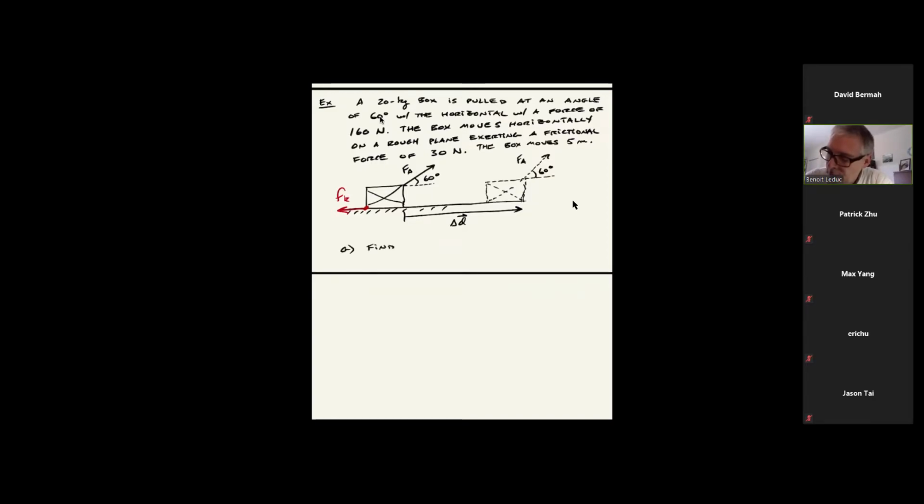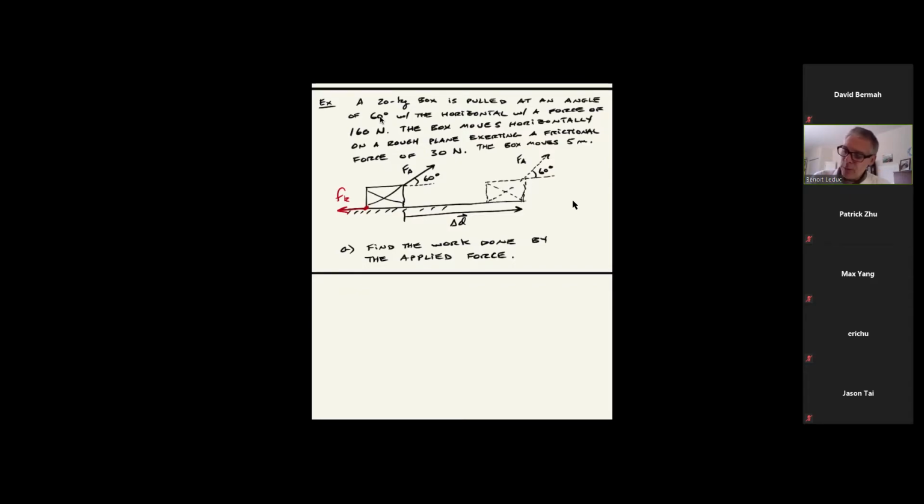Find the work done by the applied force. To find the work done by the applied force. Should be horizontal here, right? It doesn't look horizontal here, but horizontal.